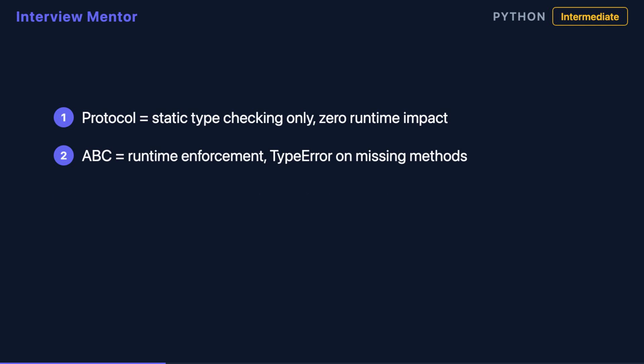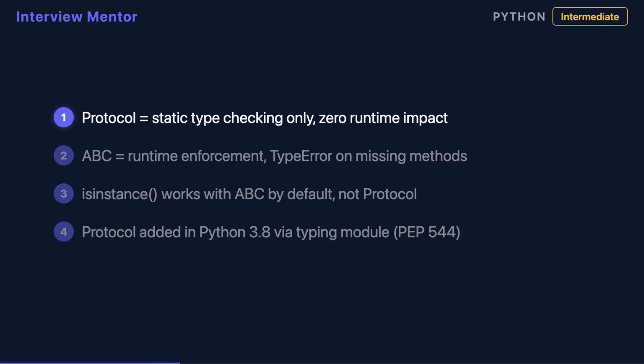Protocol lives entirely in the world of static type checking. It has zero runtime effect. ABCs enforce contracts at runtime. Fail to implement an abstract method, and you get a type error. Protocol was introduced in Python 3.8 via PEP 544, available from the typing module.